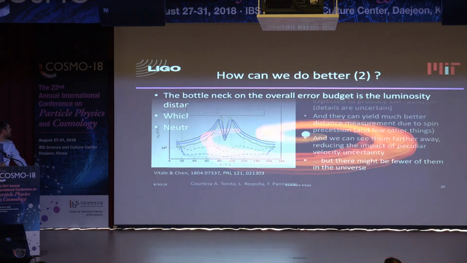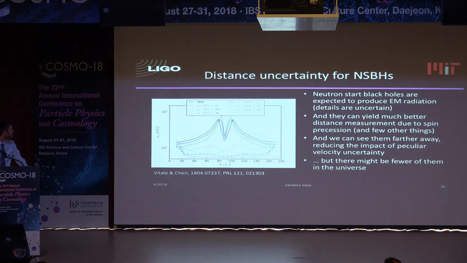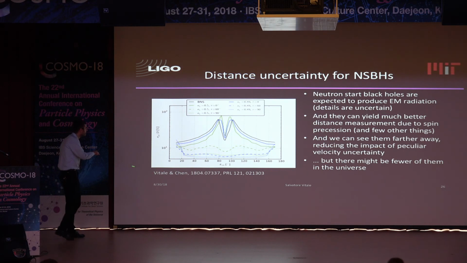All right, so what happens? What happens is that you have very many attractive things about neutron star black hole binaries. They will produce electromagnetic radiation. They will give you a better distance measurement due to spin precession. And by the way, this is shown numerically in this plot from a paper we published in PRL a couple of months ago. What I'm showing here on the x-axis is the true inclination angle. 0 is face on, pi/2 is edge on, and pi is face off, so L going away from you. So that's the true value.